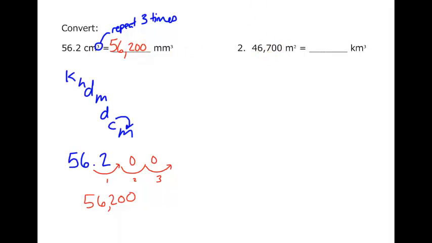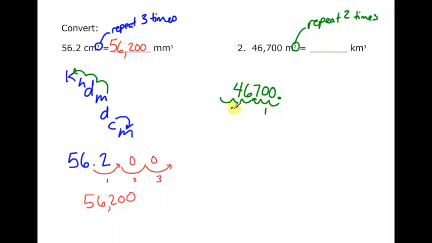Here's another example. So I'm going to take my 46,700 square meters. That square there tells me I'm going to repeat twice, however many jumps I make. All right, here's the decimal now. And let's see, we're going from meters to kilometers. So meters to kilometers is backward jumping 1, 2, 3 spots. Okay, first I go 1, 2, 3. There's my first set. There's number 1. Then I do it again, 1, 2, 3, and there's number 2.